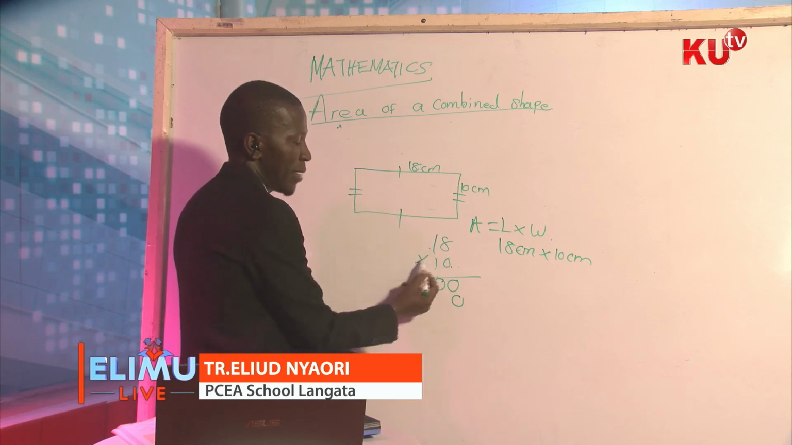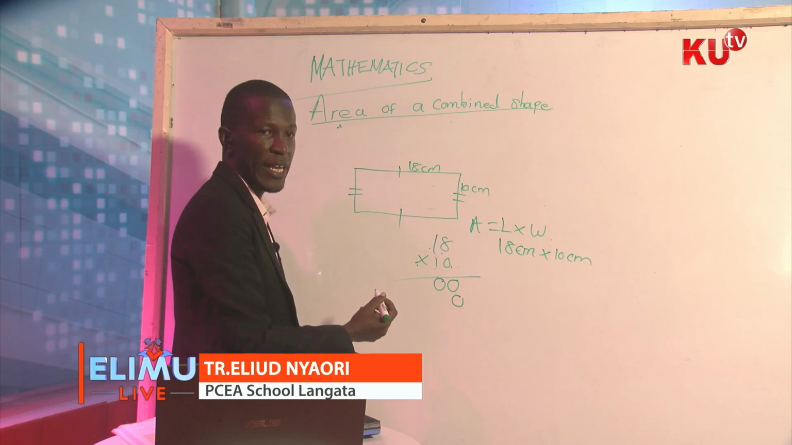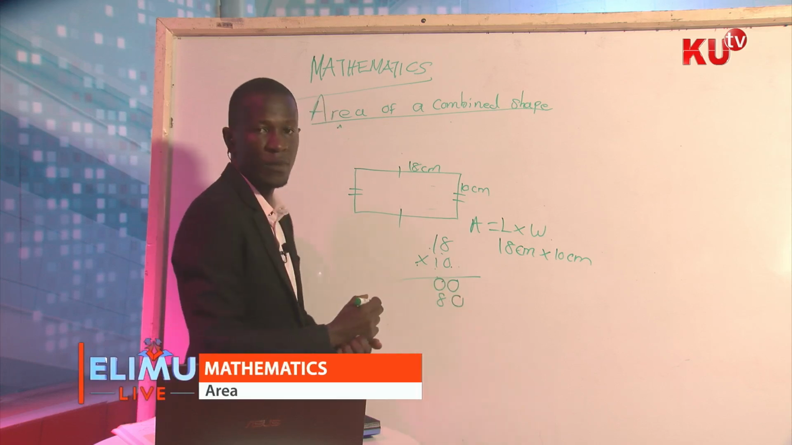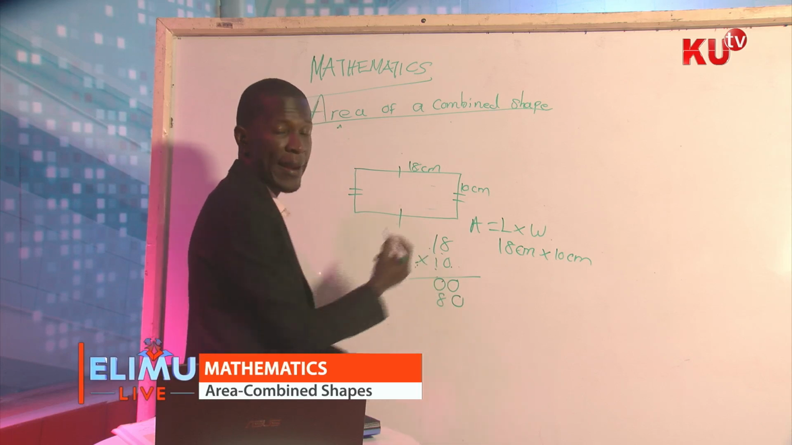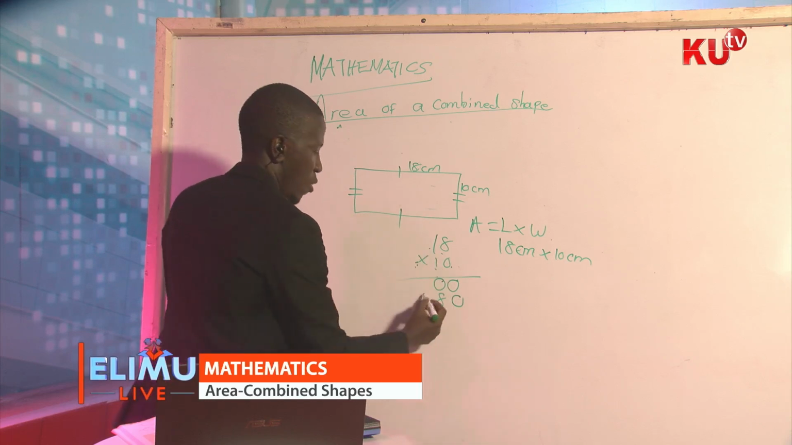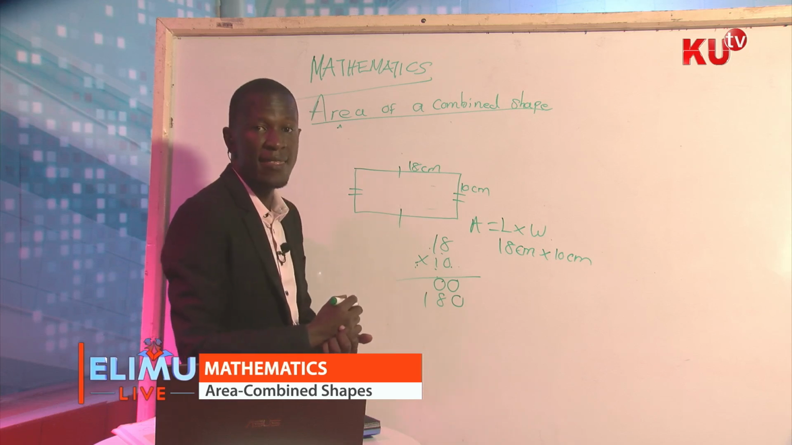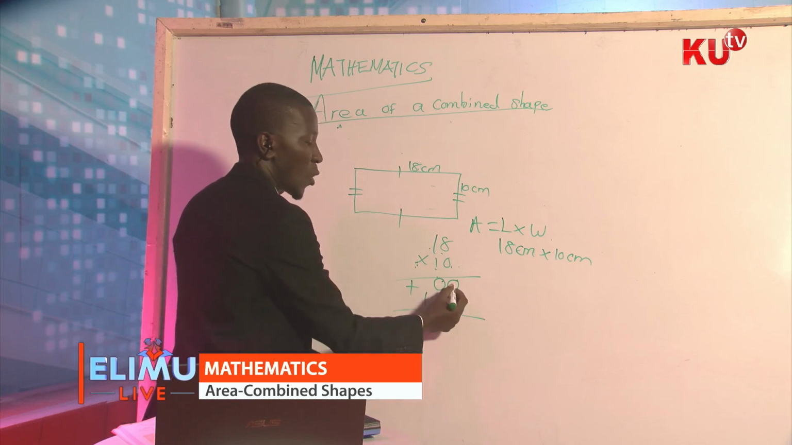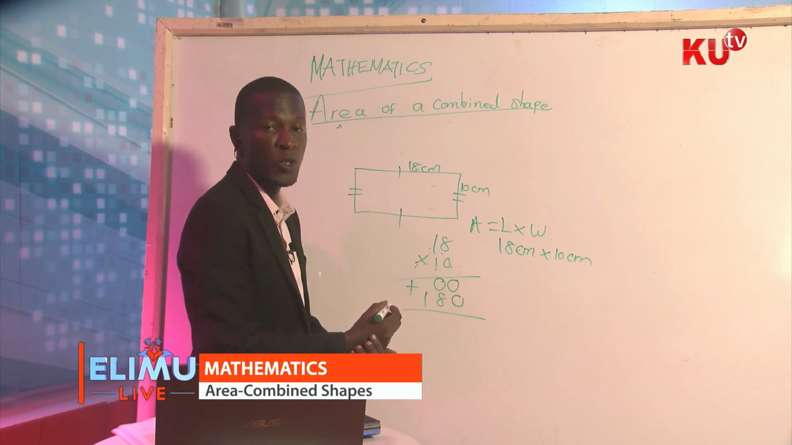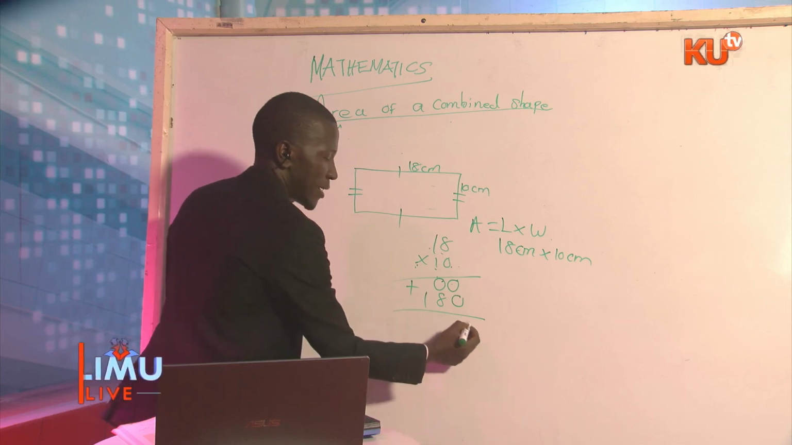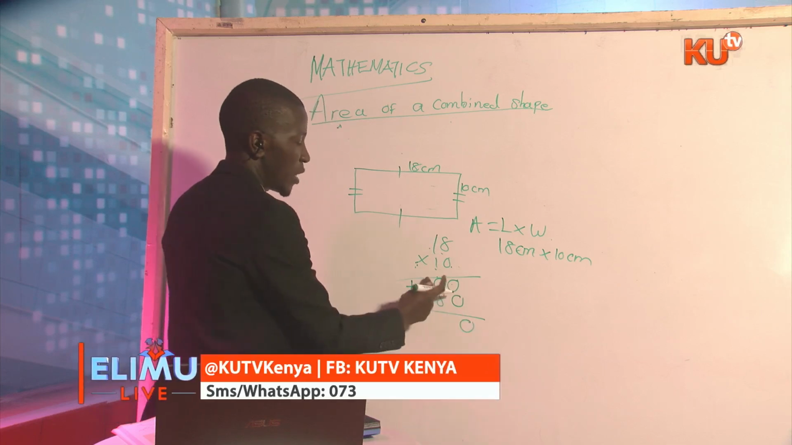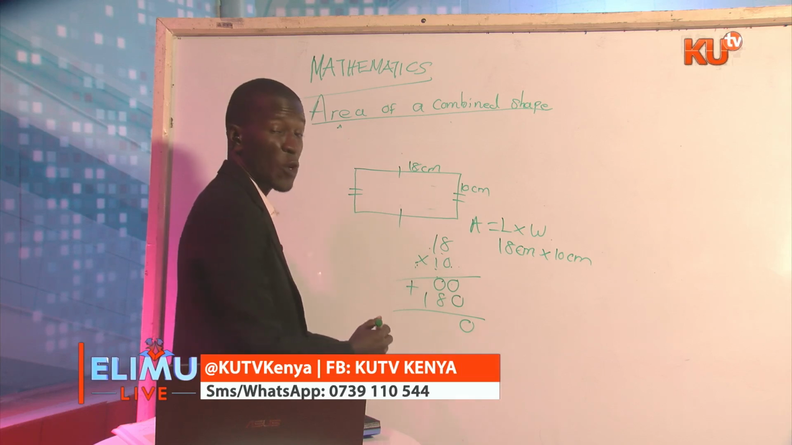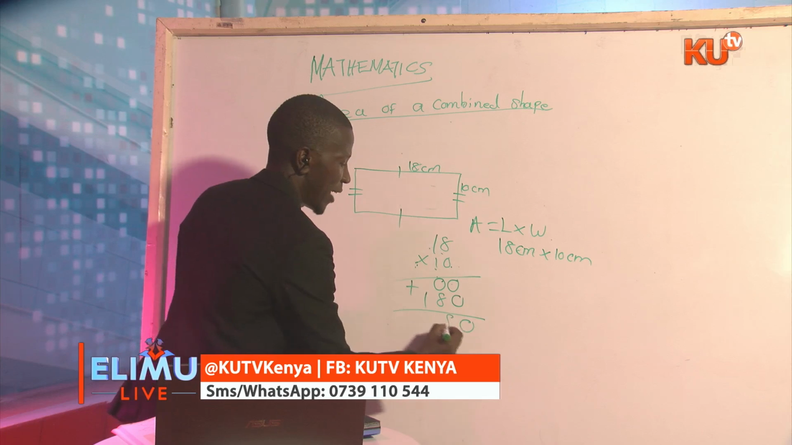Now you have 1 times 8. What do we get? 1 times 8 is equal to 8. Then 1 times 1. What do we get? 1. Having done that, you now add the numbers. That is 0 plus 0. What will we get? We shall get 0. 0 plus 8. What will we get? 0 plus 8 is equal to 8.